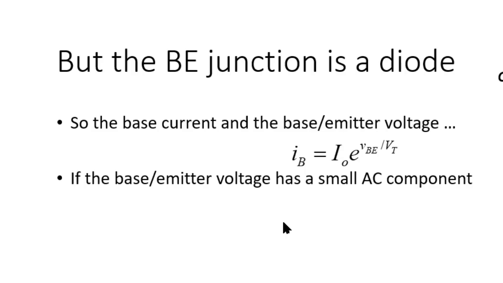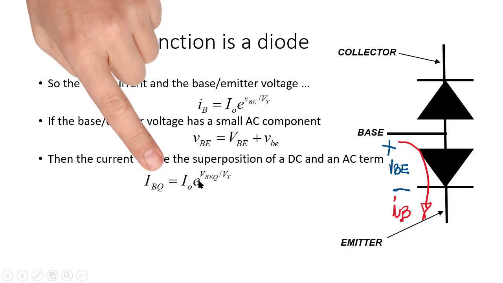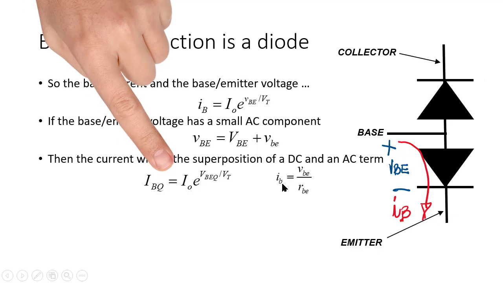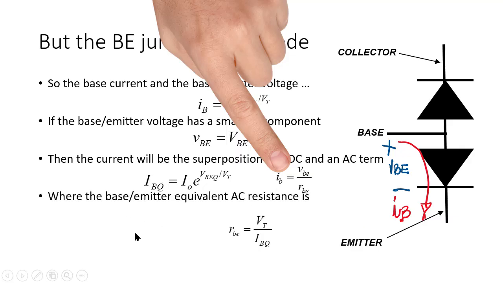If the base emitter voltage has a small AC component, which is the point of this conversation, then the total voltage base to emitter will have a DC component that we know how to compute and an AC component. The superposition of both of them is what gives us the total answer. This is the DC component of the current in the base, and this one is the AC component of the current in the base, given by that very simple relationship.